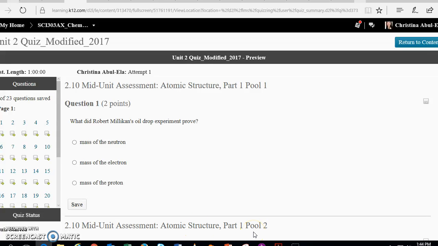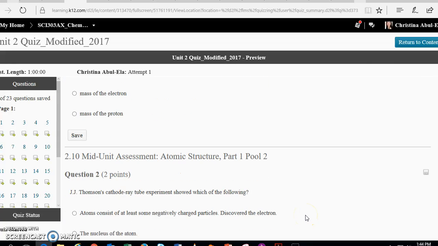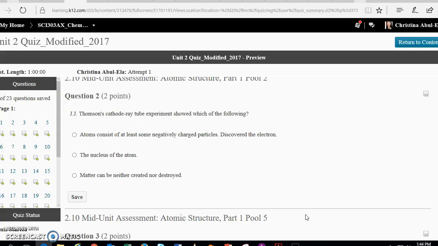Question number 1. What did Robert Millikan's oil drop experiment prove? The mass of the neutron, the mass of the electron, the mass of the proton. Question 2. J.J. Thomson's cathode ray tube experiment showed which of the following? Atoms consist of at least some negatively charged particles, and he discovered the electron, the nucleus of the atom, or that matter can neither be created nor destroyed.